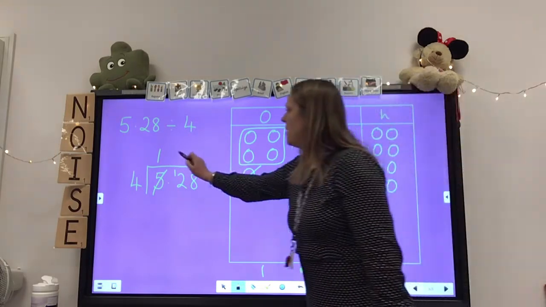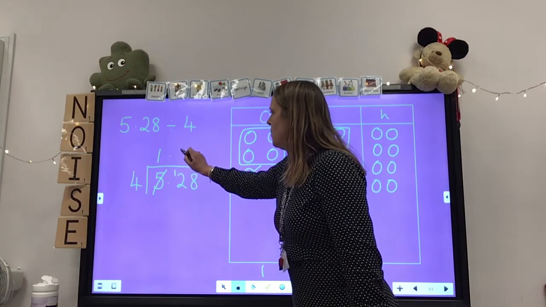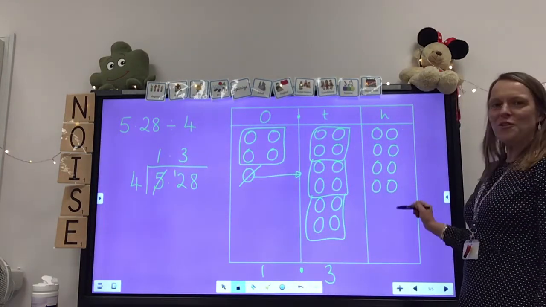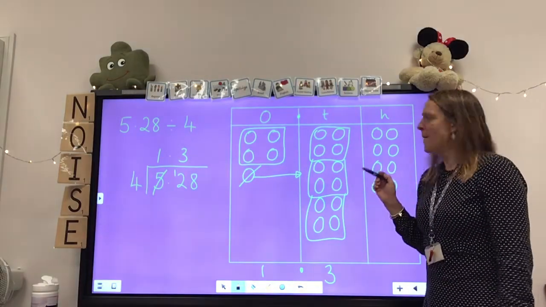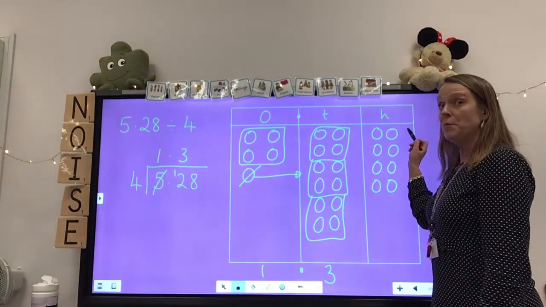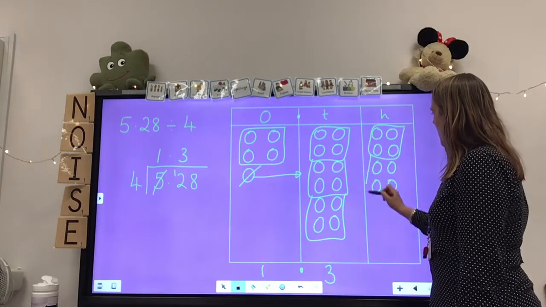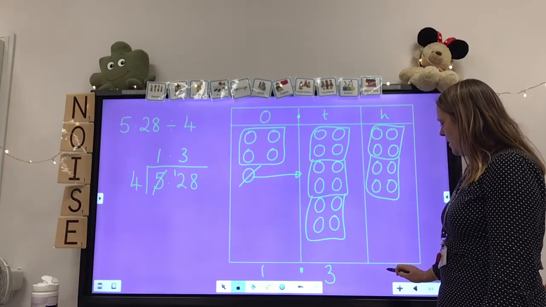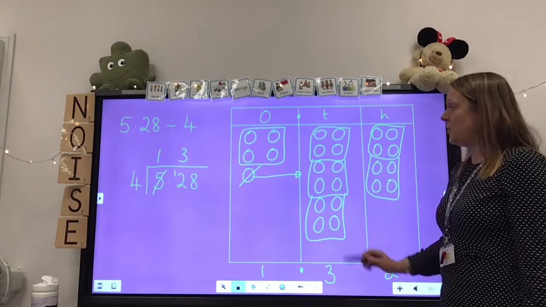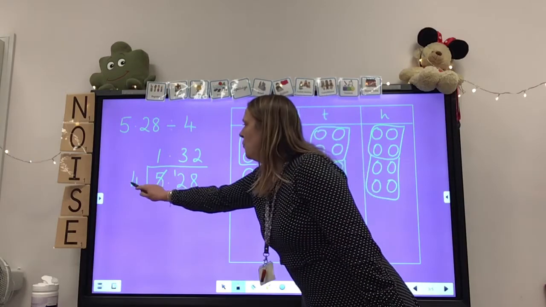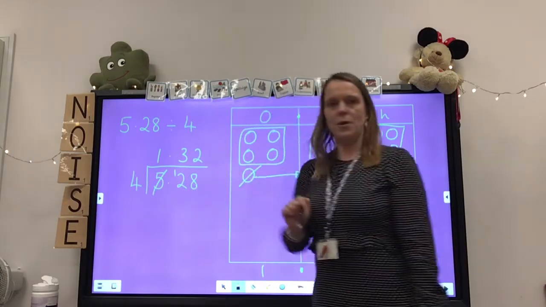And then I'll put that over here as well. Mustn't forget the decimal point. And finally, I'm on my hundredths column, and I want to know how many groups of 4 I have in my hundredths. I've got 1 and 2. 8 divided by 4 is 2. And so I'm going to put my 2 there, because 4 into 8 goes 2.